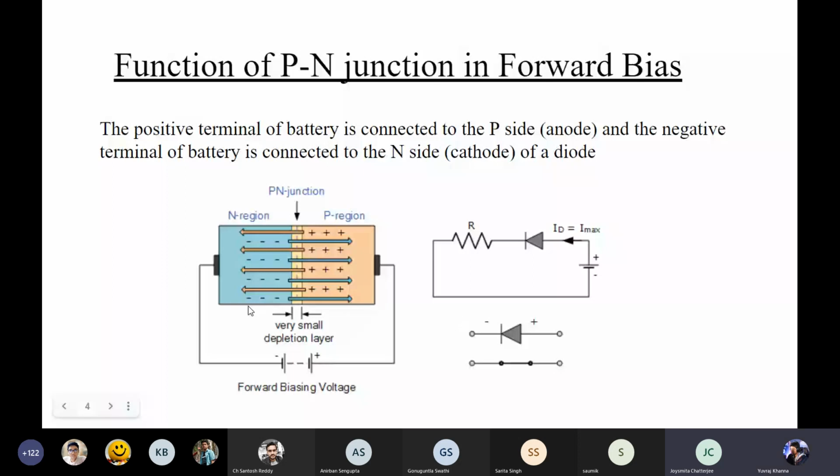Now, if the externally applied voltage becomes larger than the potential barrier voltage, which is different for silicon as well as germanium diode, it is 0.6 to 0.7 volt for silicon and 0.3 volt for germanium diode. If it becomes higher than this, the barrier potential opposition is overcome and current starts to flow. This is forward bias.